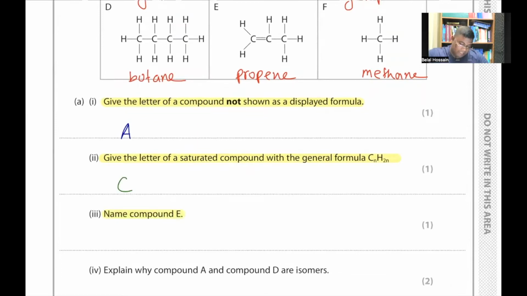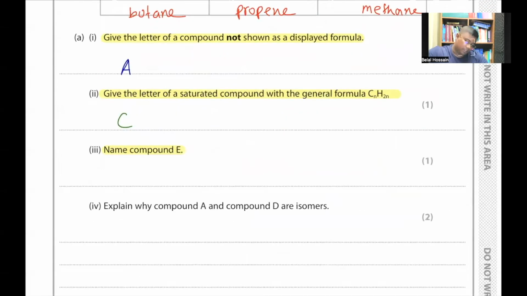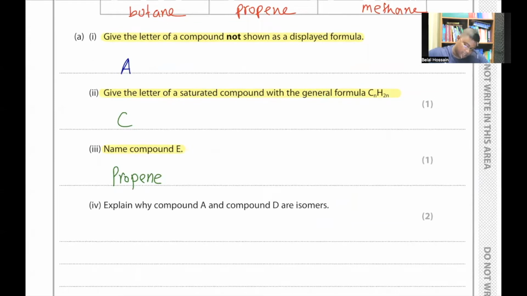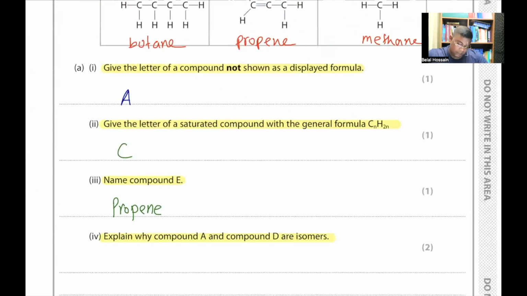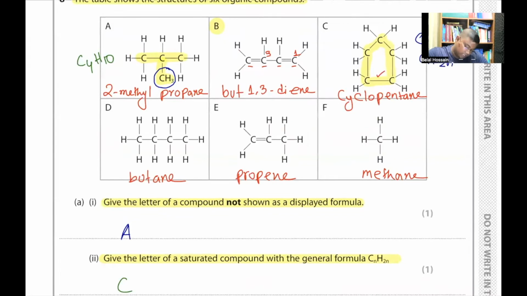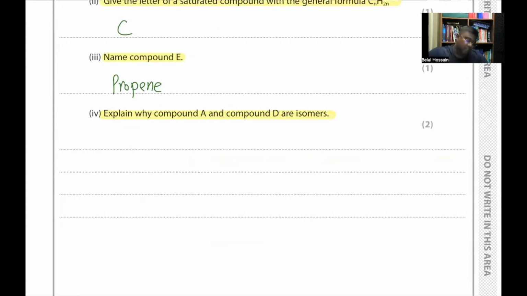Name compound E. So E is basically propene. We already named it. Next, explain why compound A and compound D are isomers. So compound A, let's see the formula. We can see it's C4, and then a total of 10 hydrogens, H10. And then compound D, butane, it also has C4 and H10. So yes, they are isomers of each other because they have the same molecular formula but different structural formulae.